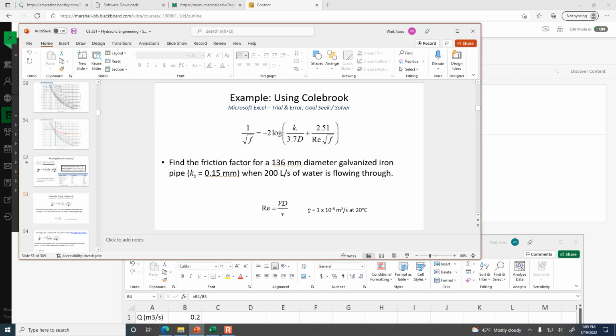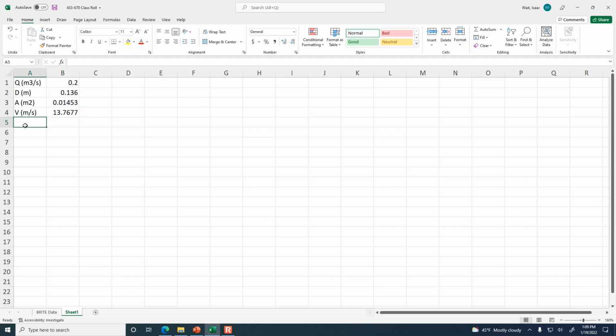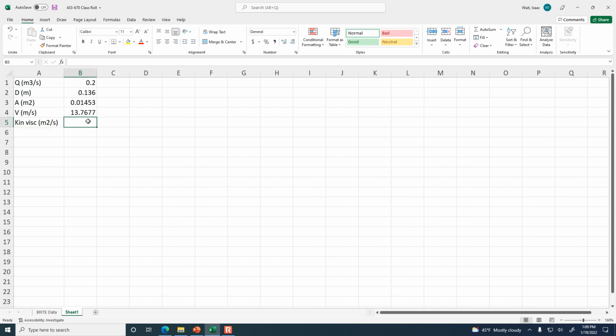And let's see, it says here the kinematic viscosity is 1 times 10 to the minus sixth meters squared per second. Okay, so kinematic viscosity, meters squared per second, 1e minus 6. Okay, so then the Reynolds number is velocity times diameter divided by kinematic viscosity. So that gives me the Reynolds number. So that is going to go here into the Colebrook equation.